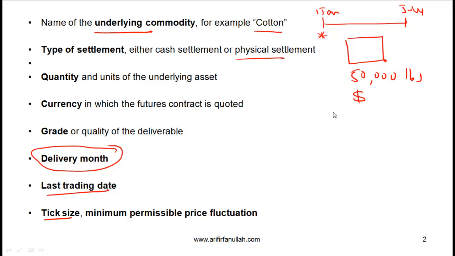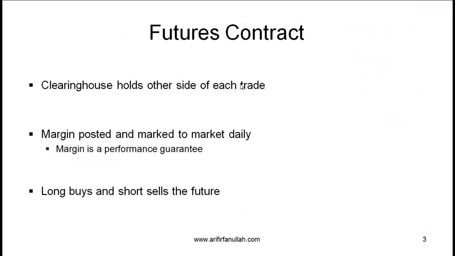So for example, if the price is quoted in dollars, let's say it's quoted as 1.000, so we might say that the minimum price change is 1/100th of a cent. So if the price goes up, the smallest amount by which the price can go up is 1/100th of a cent, which is shown here. So a little more on futures contracts.